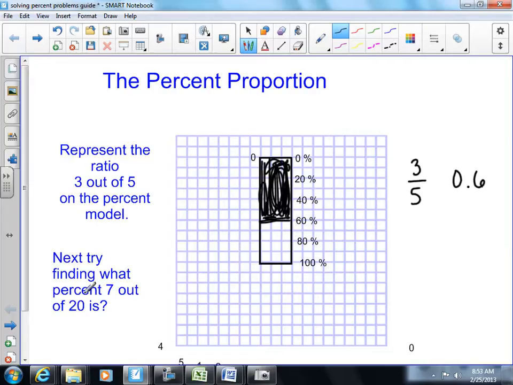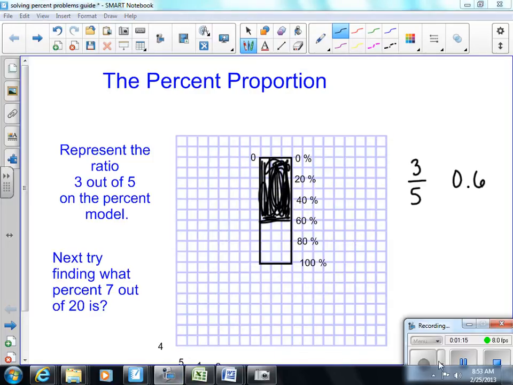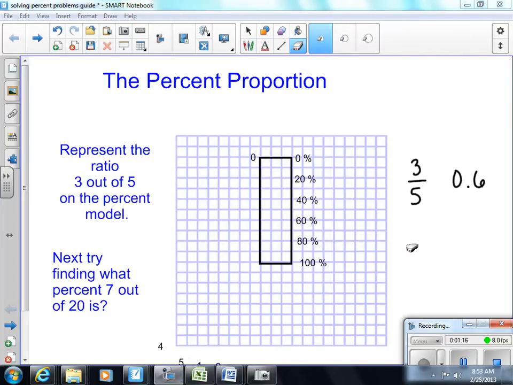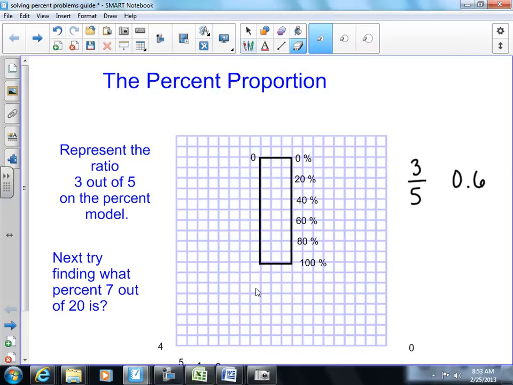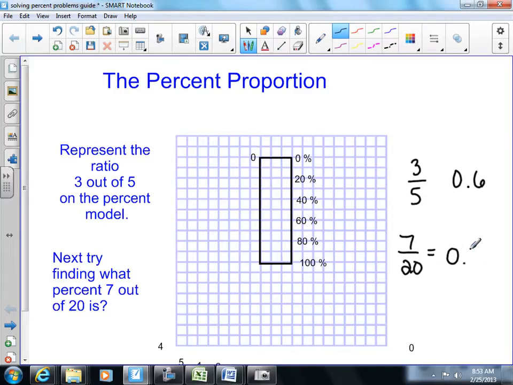Okay, now let's think about finding what percent 7 out of 20 is. What percent is 7 out of 20? What did you come up with? Okay, 7 out of 20. What did you do to get there? Okay, we got 0.35 or 35%. So it's going to be approximately right here. You know it was going to be less than 1/2.